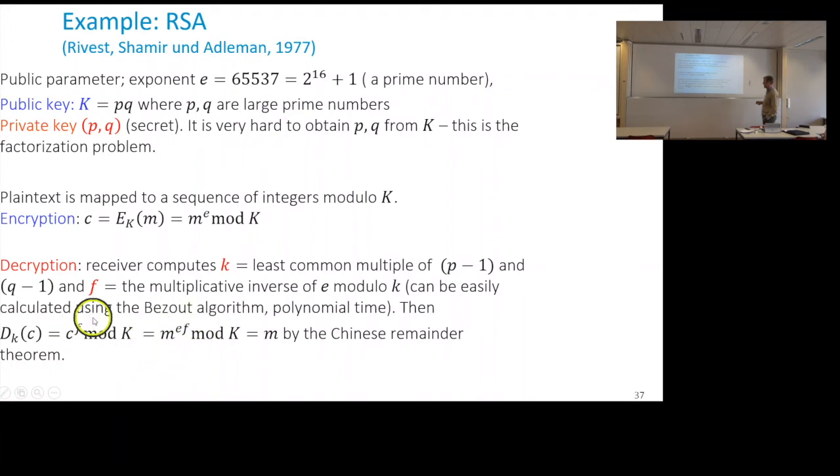Because c to the f is m to the ef, and e multiplied by f is equal to 1 plus a multiple of k, and therefore this will be equal to m modulo k.